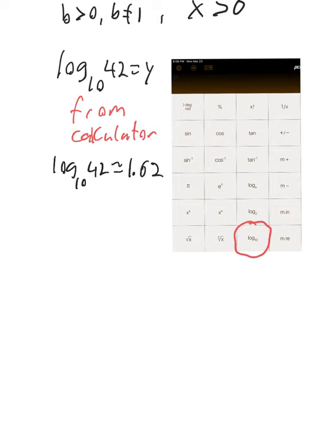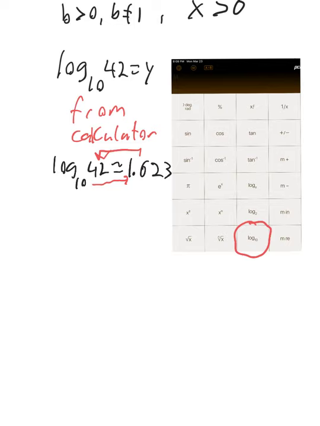Switch back to black here, log base 10 of 42 is about 1.62. You'll have a whole bunch of decimals going off to the side there. Maybe we'll do one more decimal, 1.623. Okay. Now, what this means is 10, and you can check this on your calculator, 10 to the 1.623 should be 42. Okay. If you want to check that out on your calculator, go ahead and do that.